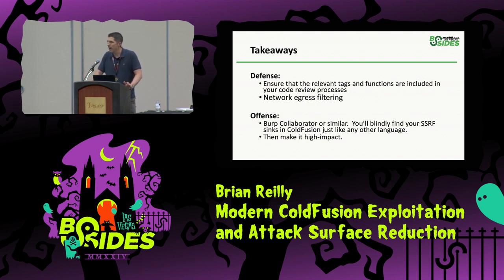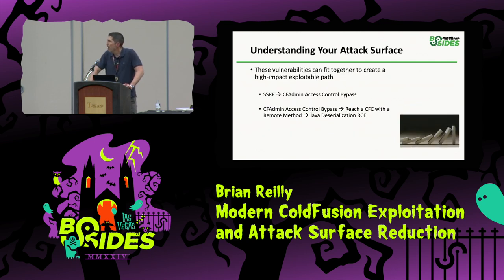On the offensive side, it's really no different than any other kind of server-side request forgery scanning. So you use something like Burp Collaborator, throw out a bunch of URLs in parameters, listen for callbacks, and whether it's ColdFusion, whether it's because of these tags or functions, or whether it's something else, you'll find your server-side request forgery vulnerabilities that way. And then from there, take that simple callback into something more high impact.